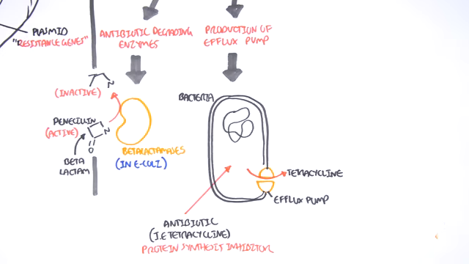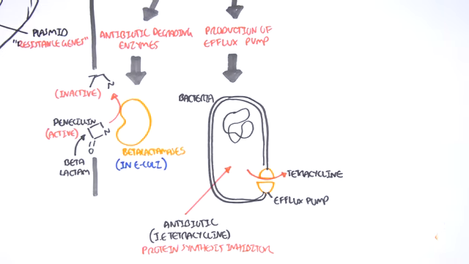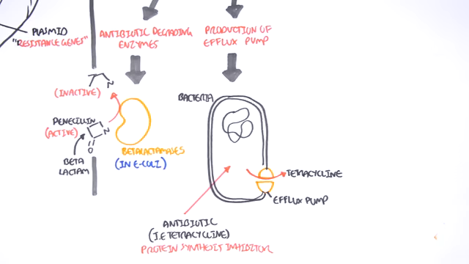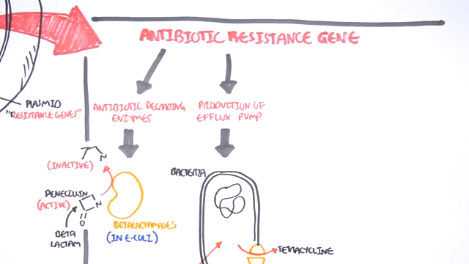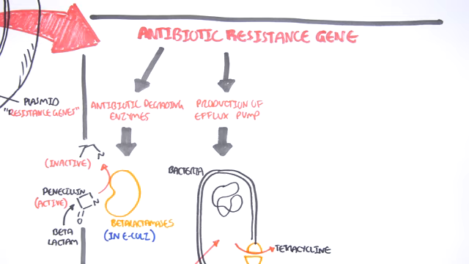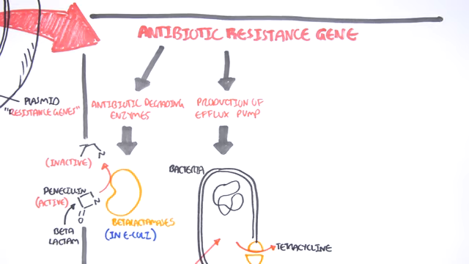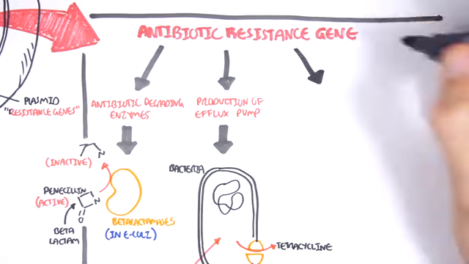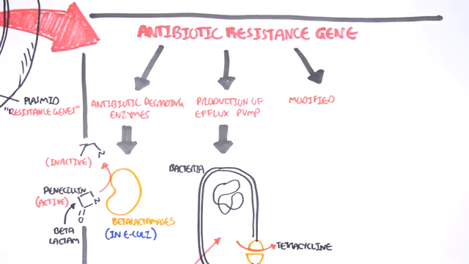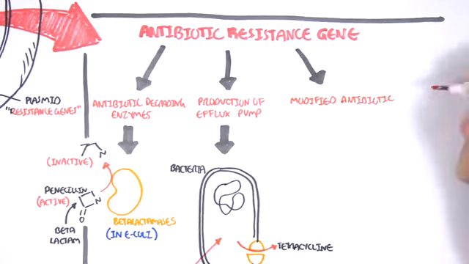And so the antibiotic tetracycline will have no effect on the bacteria because it is pumped out. So we have looked at two mechanisms of antibiotic resistance so far: the production of antibiotic degrading enzymes and the production of the efflux pump. Some other bacteria also have the resistant genes to modify the antibiotic binding target.